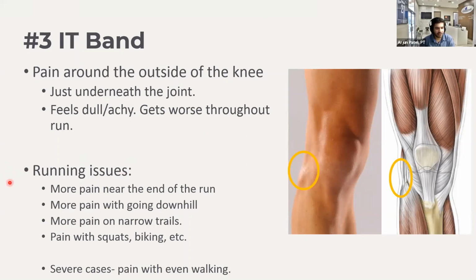Now, typically stuff you'll see when you're running, okay? More pain near the end of the run rather than the beginning, okay? More pain when you're going downhill. And especially if you like to run on trails, you might actually have a little bit more pain when you're on narrow trails, okay? And then in severe cases, if you do some cross training, you might have some pain with squats, biking, that sort of thing, okay? And again, in severe cases, you might have pain with walking as well. It all depends on how severe each case is and what exactly else is going on there.